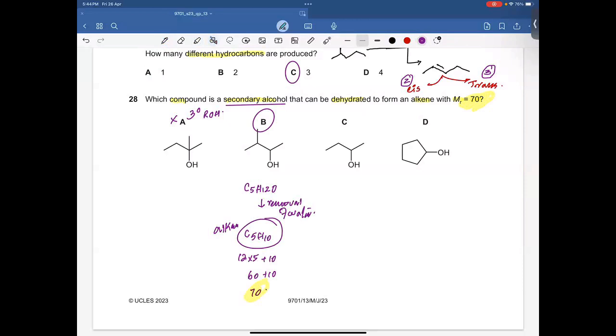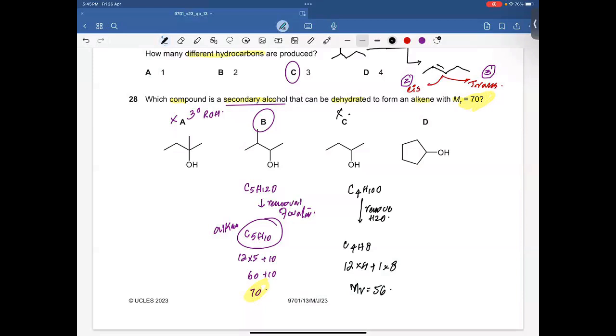But let me give you another option. 1, 2, 3, 4 carbon atoms. 3 plus 2, 5. 5 plus 1, 6. 6 plus 1, 7. 7 plus 3, 10. And 1 oxygen. When you remove water, you will get C4H8. 12 times 4 plus 1 times 8. You will get 56. Obviously, it's not 70. Again, it is incorrect.